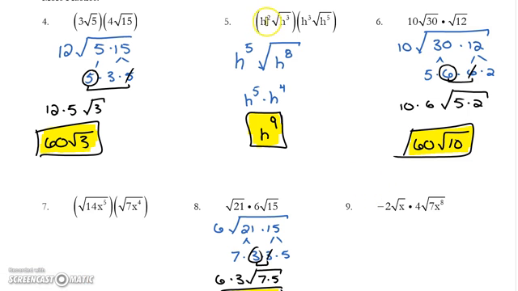Here's our first one. Our h to the second, h to the third being outside gave me my h to the fifth. H to the third, h to the fifth inside gave me h to the eighth. Since I have h to the eighth inside, that h to the eighth becomes h to the fourth outside. Add my exponents to get h to the ninth.